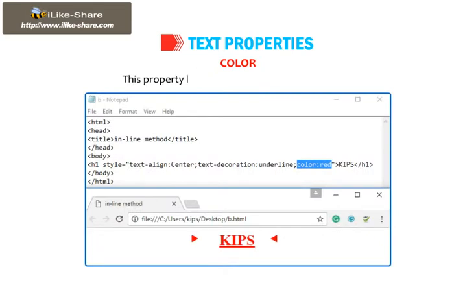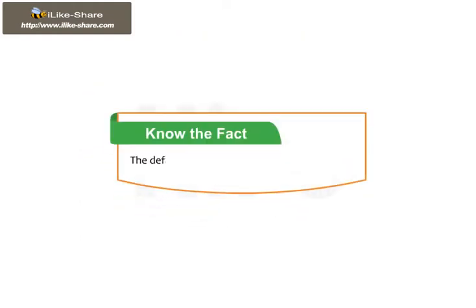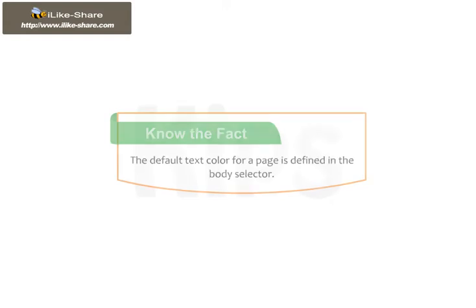Color. This property helps in setting the color of the text. The syntax is color value, where value equals to color name or RGB color code or hexadecimal code. Students, know the fact. The default text color for a page is defined in the body selector.